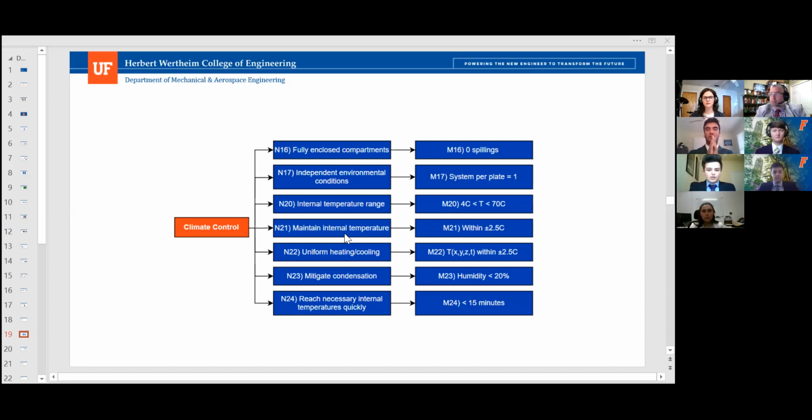Also to consider is to maintain internal temperature and uniform heating and cooling. Those are both achieved using the tubing map. So that way it's uniform heating, and because there's no humidity control necessary, it also mitigates condensation. On the next slide.